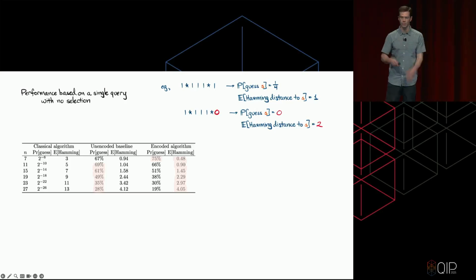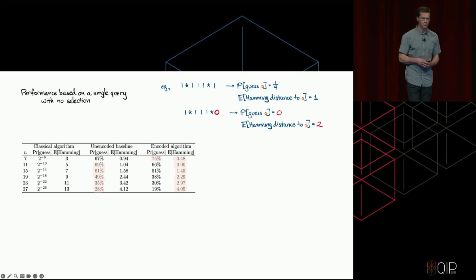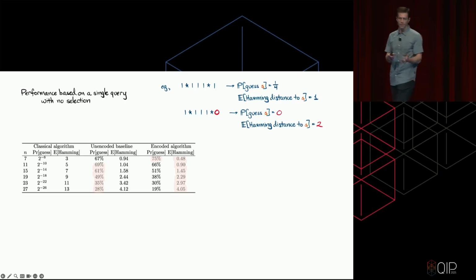Using these two measures, expected Hamming distance and the probability of guessing the correct string, you can evaluate the encoded algorithm versus the unencoded algorithm. That's the middle and the right columns in this table. You can see in general that the unencoded algorithm has a higher probability of guessing the secret string, modestly, but still slightly better, whereas the encoded algorithm has a slightly lower Hamming distance from the encoded string. Again, very small, but slightly better.